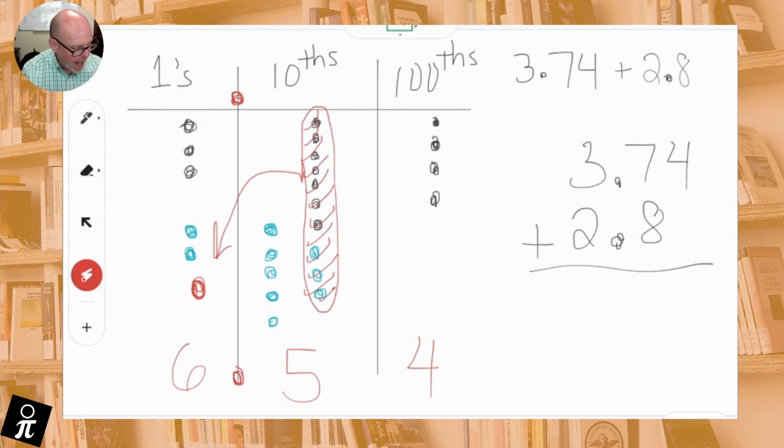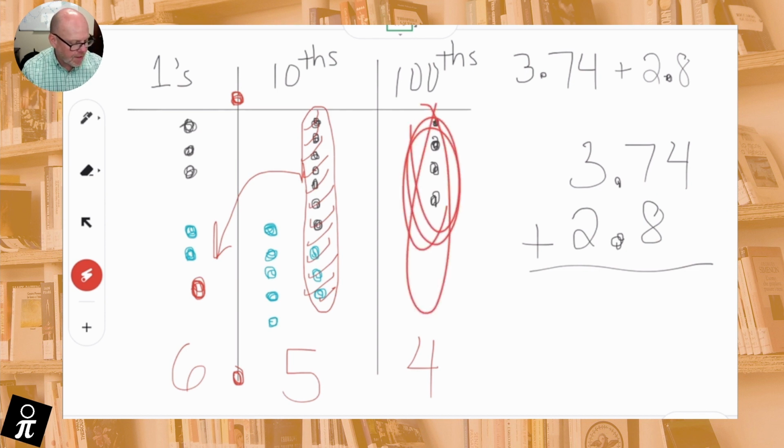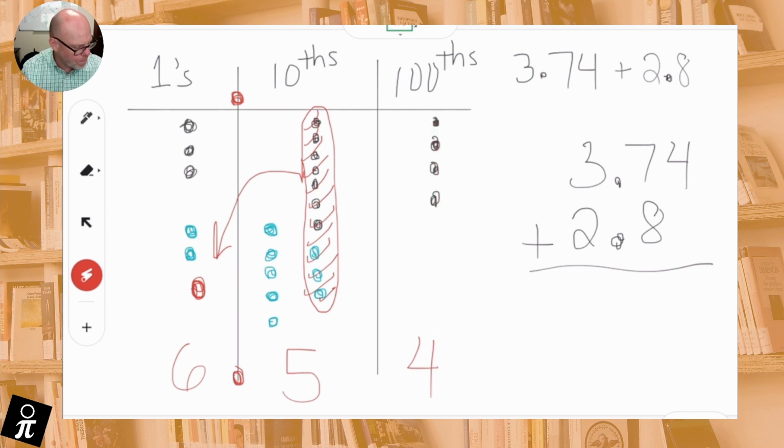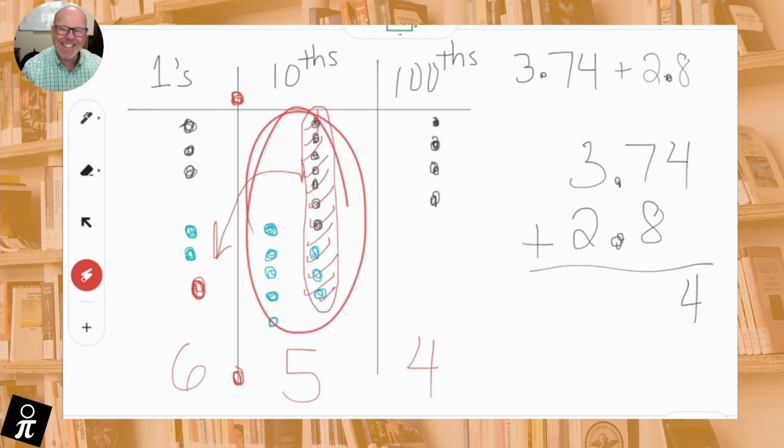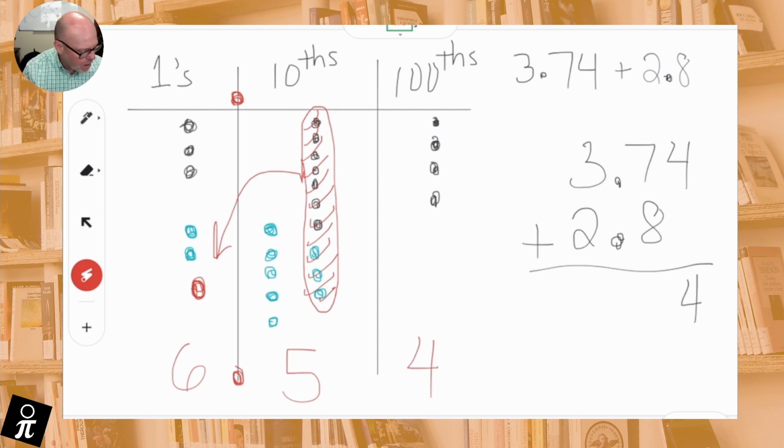So this is what the algorithm looked like. And what did we do? Did we have anything to add in the hundredths column? Nope. So we ended up with just 4 in the hundredths column. Now what happened in the tenths column? Well, we noticed that we had 7 tenths and 8 tenths, and when you add them together, you get 15 tenths. But these 10 tenths get cashed in.